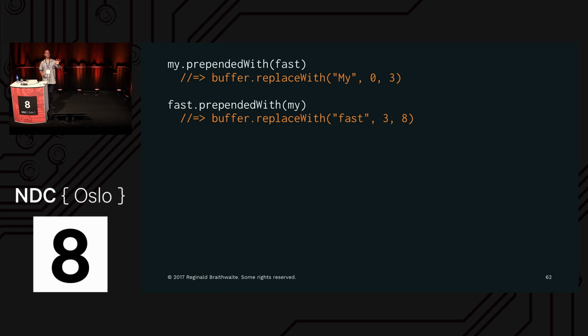But if we go the other way around, if I look at the fast change and say, what would you look like if I'd done this my change before you? It's actually going to give me back a different command. This command produces the equivalent effect. It moves it because it knows that the net change of the my command means that it has to change where it edits in the text.